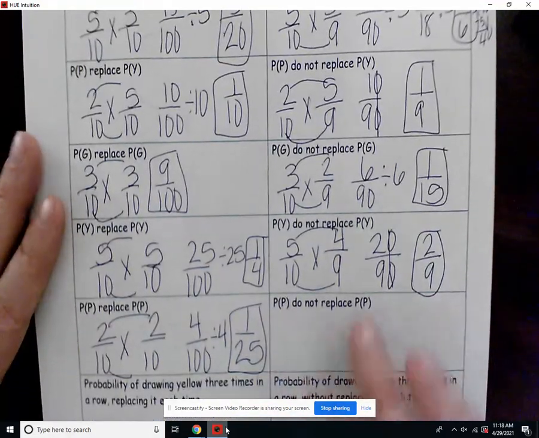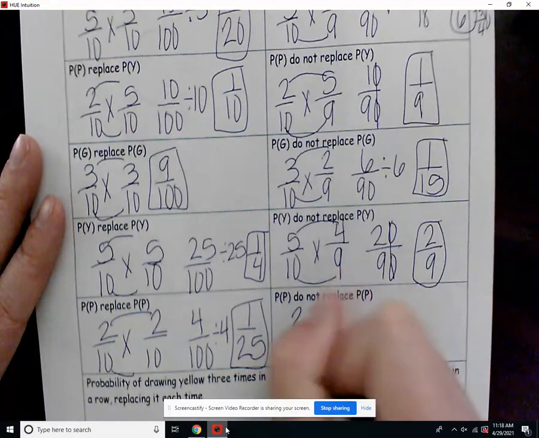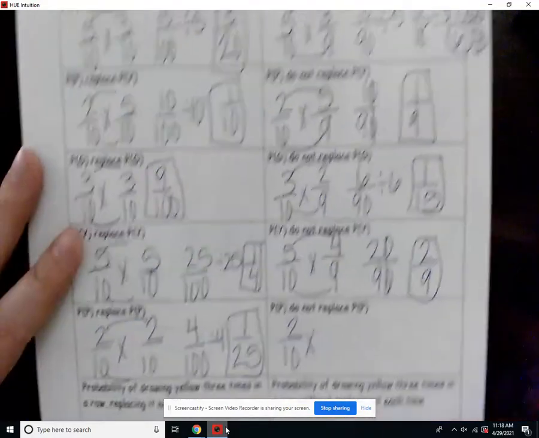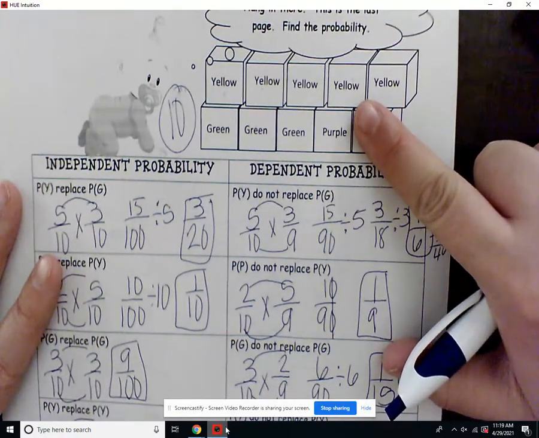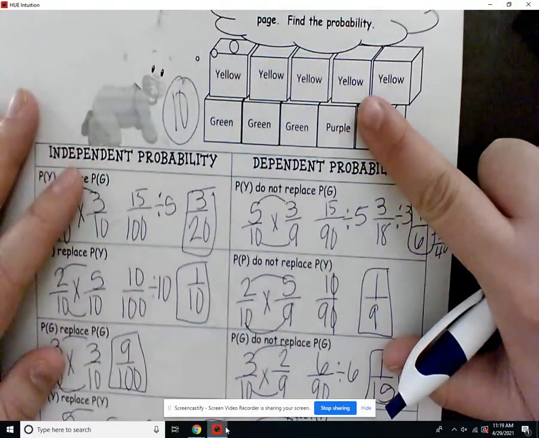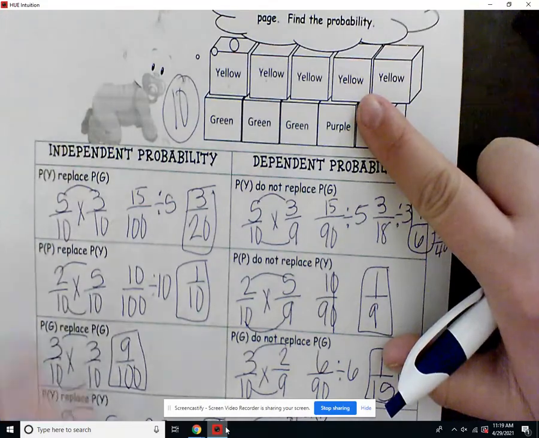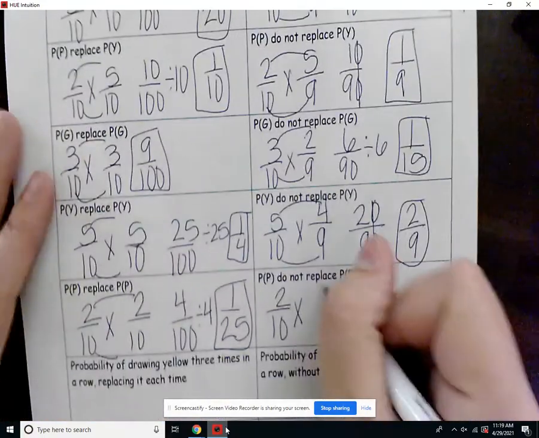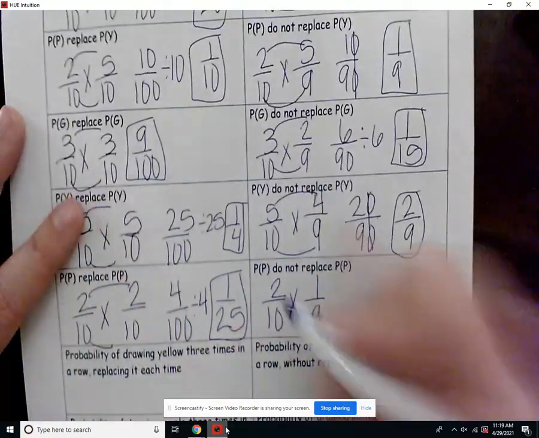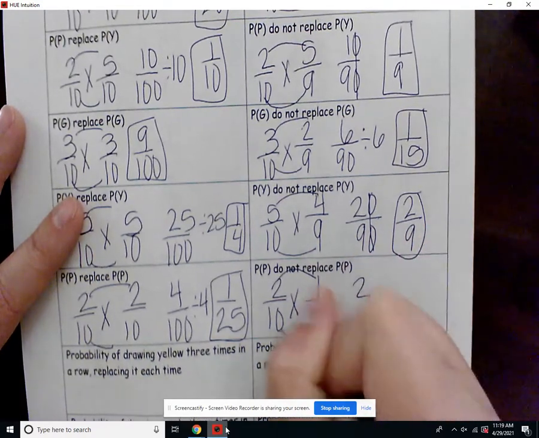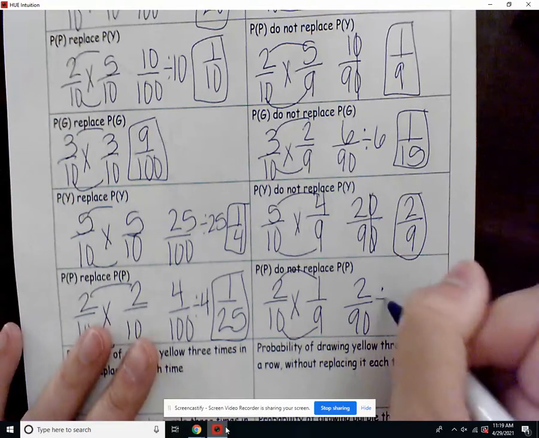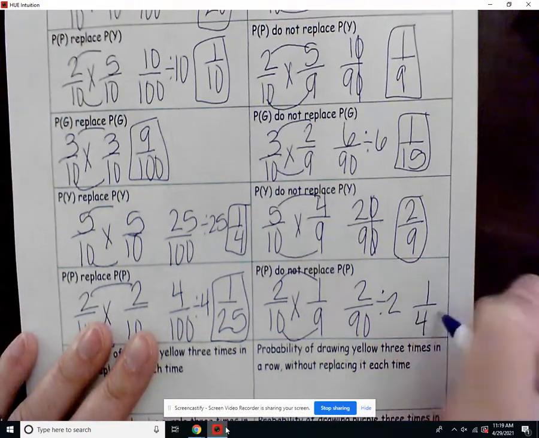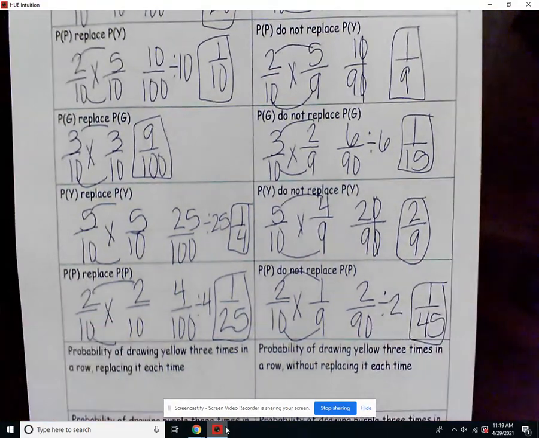Okay, so purple, do not replace purple. So again, first one will be 2 out of 10. So I'm going to take away the purple that I drew. I now have 9 boxes in all. Out of the 9, I don't know how many are still going to be purple. 1. So I'm going to have 1 out of 9. So 2 times 1 is 2. 10 times 9 is 90. I can divide that by 2, which is 1 over 45.